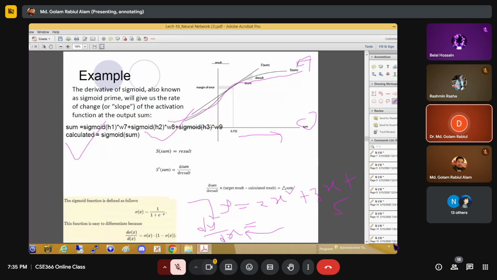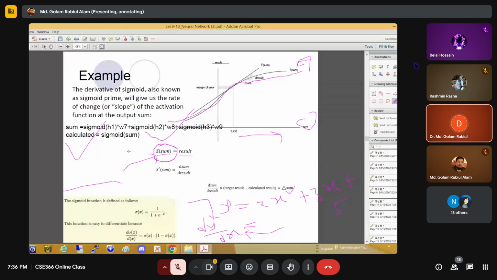So now we want to find that. That means we can say the sigmoid of the sum is a result. But if we take the derivative of our sigmoid function, here this is sigmoid of the sum, if we take the derivative of that, then we can find out how much change of sum will change the result, and based on that it will change the error also. So therefore we need to take the derivative of our sigmoid function.